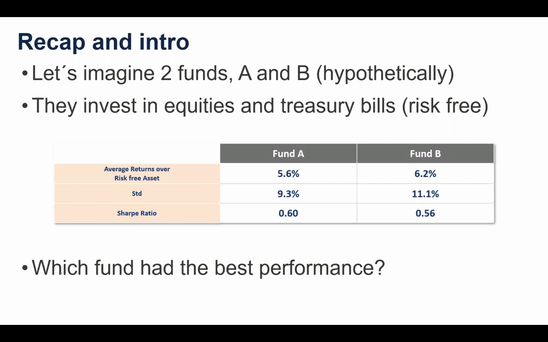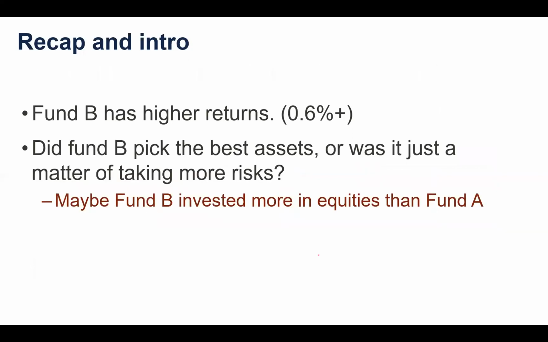So the question is, which fund had the best performance? If we look here, it's very clear that this one has higher average returns, although it has a higher risk, and the Sharpe ratio of Fund A is actually better. So the risk-reward ratio is greater for Fund A, but which one had the best performance? We're looking at past data and asking which one performed more. Fund B had higher returns.